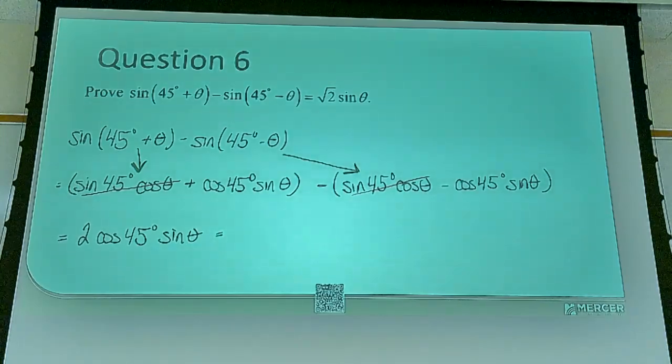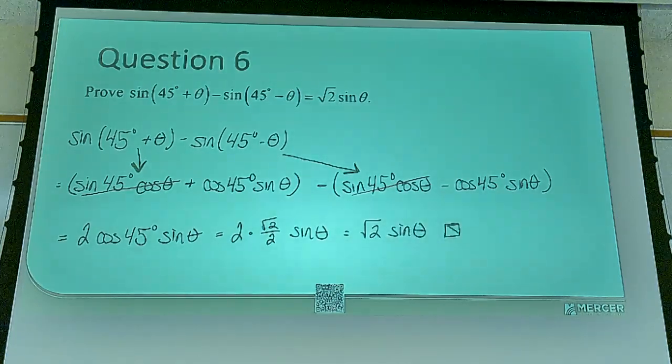What's cosine of 45 degrees? Root 2 over 2. And you get root 2 sine of theta, as desired.